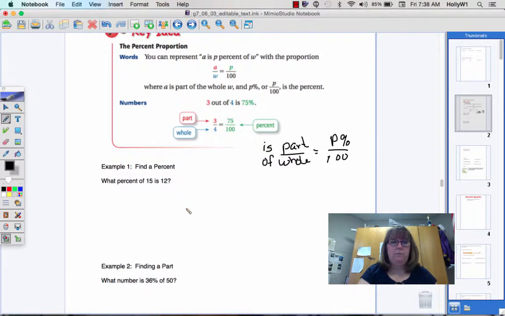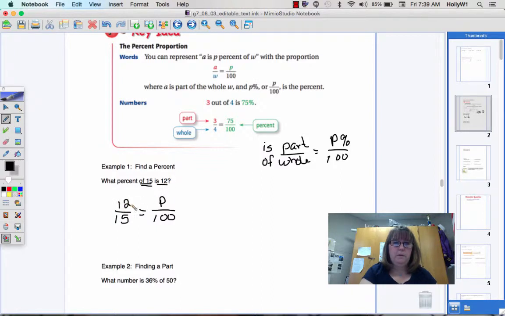So in example 1, what percent of 15 is 12? Well, first thing we do is we're going to set up our proportions. And we know that the constant 100 is always there. So what percent? Percent is usually the easiest thing to find in the question because it has the percent sign after it. Clearly none of these numbers do. So we know that's really what we're looking for. And then what percent of 15? That is the whole, so that goes in the denominator. And then 12 is the part.